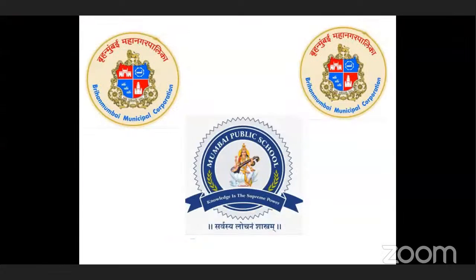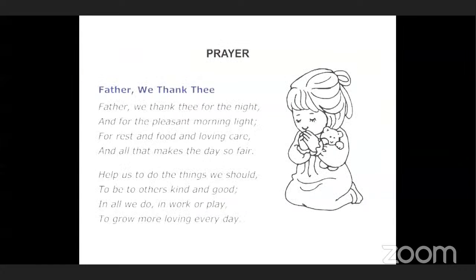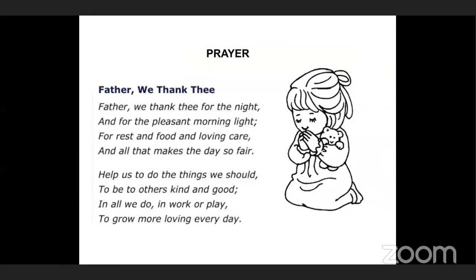Yes, students, we will start with our session. Before starting the session, we will have a small prayer. I'll request you all to close your eyes and join your palms for the prayer.